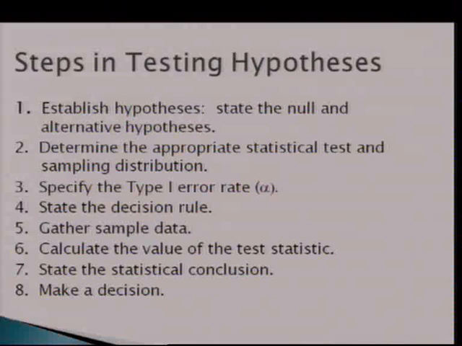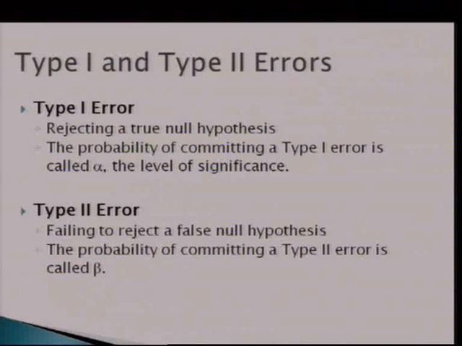And then we state the decision rule, whether we have to accept or reject, depending upon the null hypothesis. After this, we gather the sample data and calculate the value of the test statistic, whether it is the Z-score or T-score, F value or the chi-square. Then we go for the conclusion, and finally we take a decision. Now the type 1 and type 2 errors are the important part for this one.